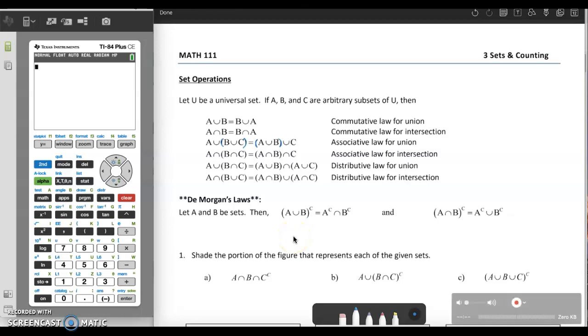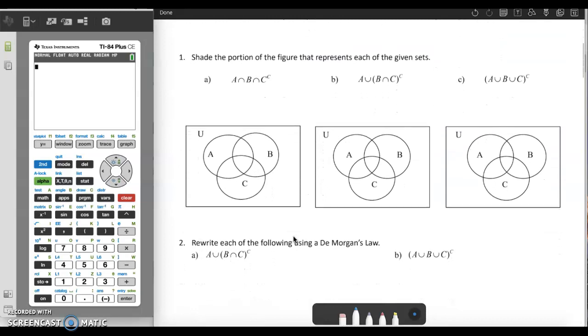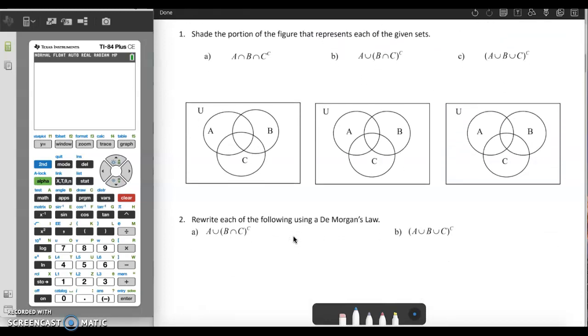Okay, so let's go ahead and practice with some 3 sets, and let's start with some Venn diagrams and some shading. So in part A, it wants us to do A intersect B intersect C complement. Okay, so if I want to write that in words, we want to shade everything that's in A and in B and not in C. That's how I can write it in words. Again, that associative law basically says I can start wherever I want on here.